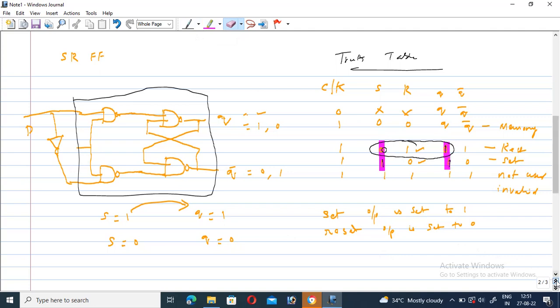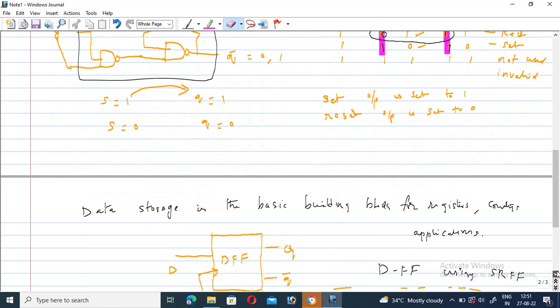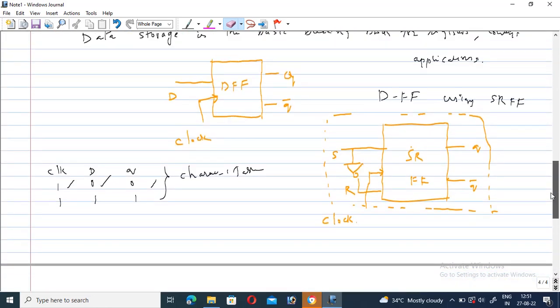I hope this video is helpful for you also. So this is a block diagrammatic representation for D flip-flop in terms of SR also.